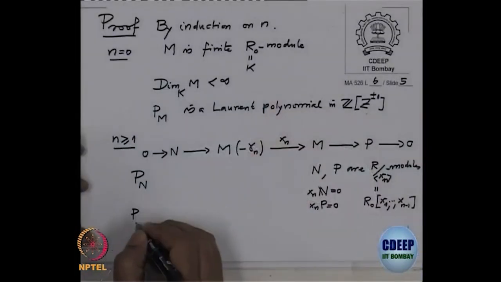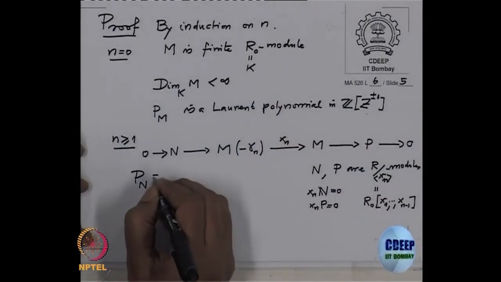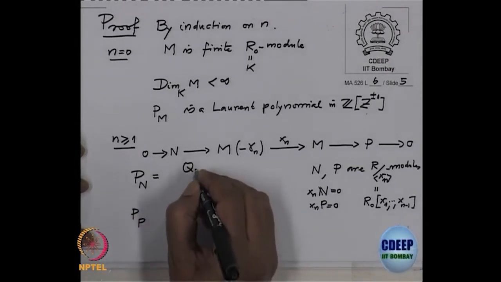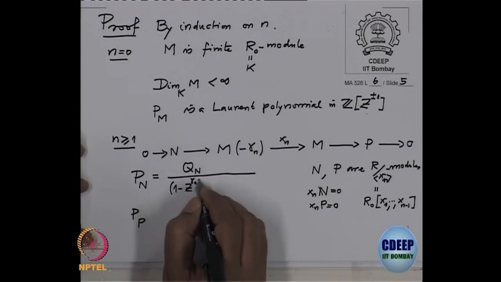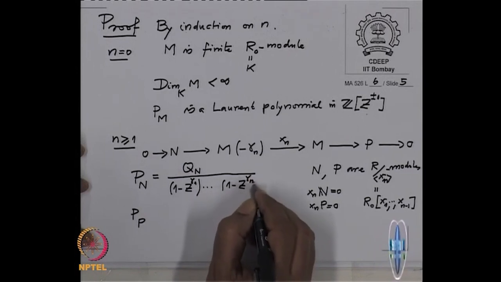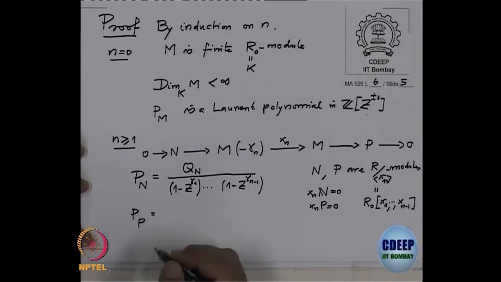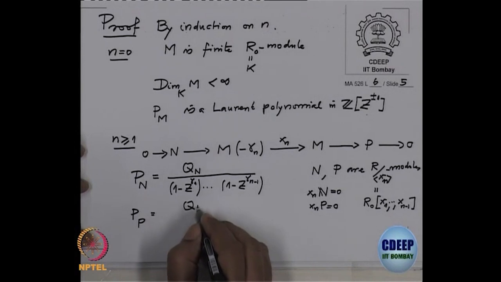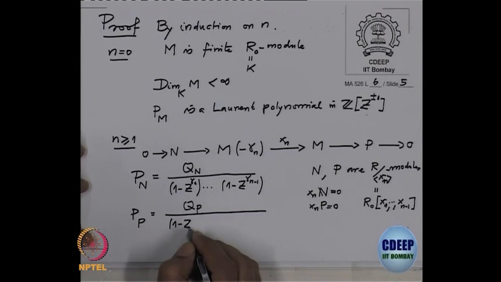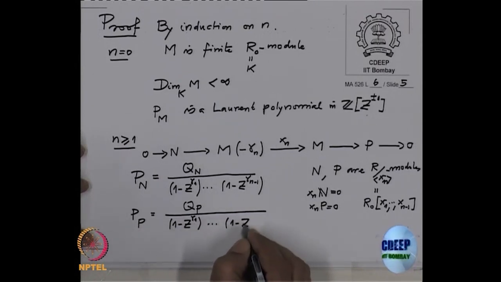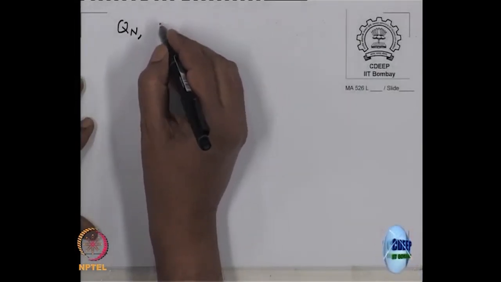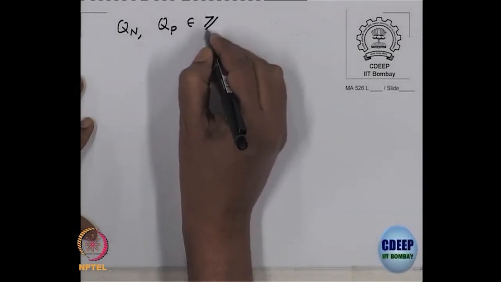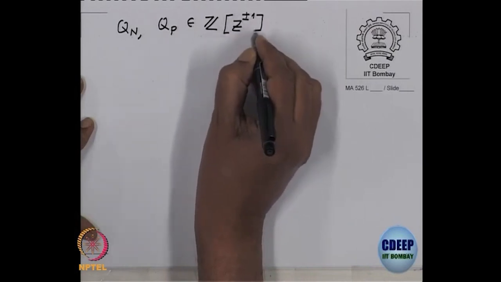So, P_N and P_P, how do they look? P_N will look like some Laurent polynomial, which I will denote by Q_N, divided by (1 minus z to the gamma 1) up to (1 minus z to the gamma n minus 1). And similarly, P_P will also be some Laurent polynomial Q_P, divided by (1 minus z to the gamma 1) up to (1 minus z to the gamma n minus 1). So, you should write where this Q_N and Q_P are Laurent polynomials with integer coefficients. This is the induction hypothesis.